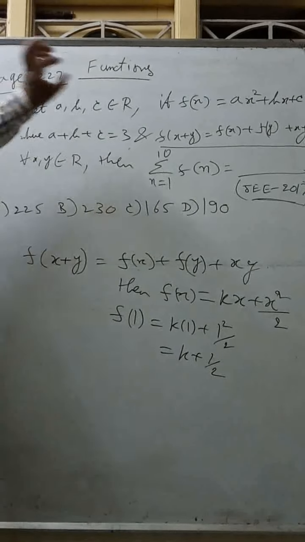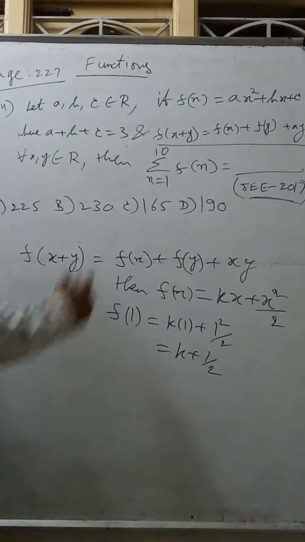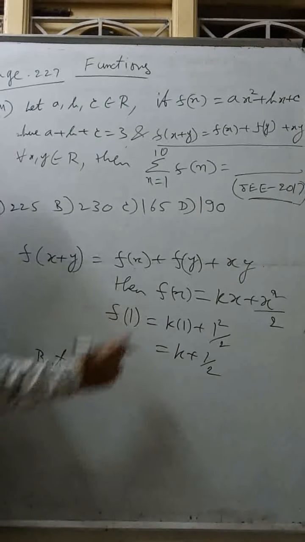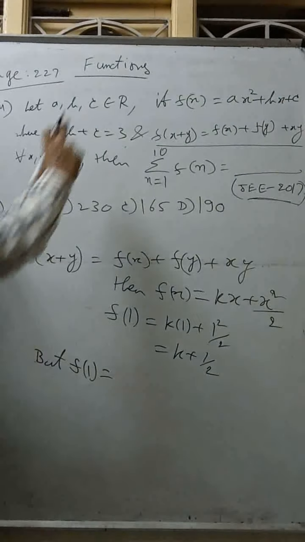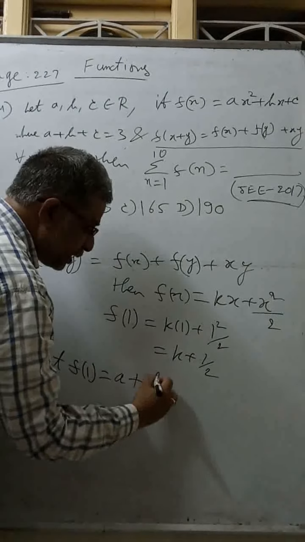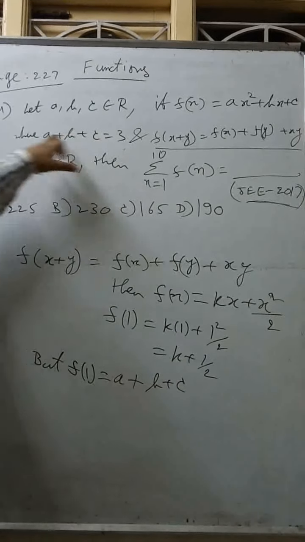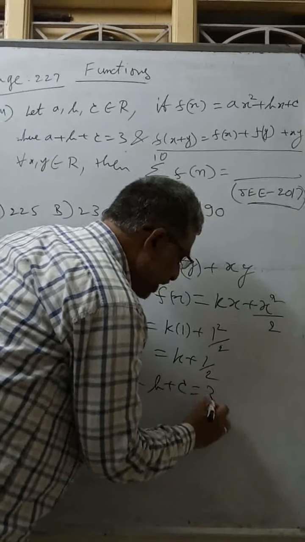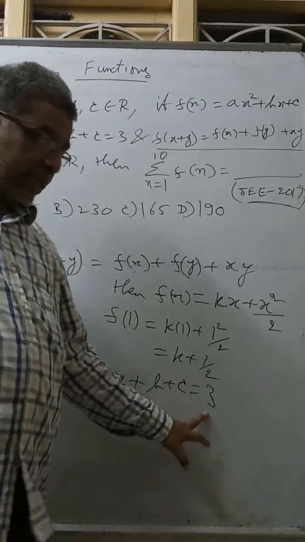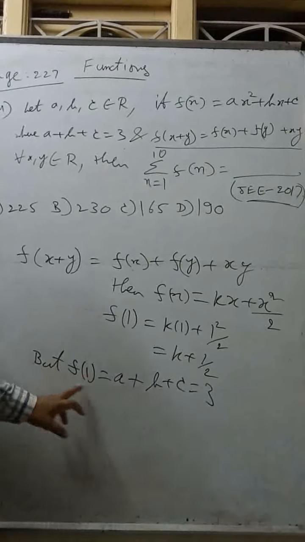But if you observe here, f of x equal to ax square plus bx plus c, so what is f of 1? In place of x if I substitute 1, the given equation becomes a into 1 square plus b into 1 plus c, so a plus b plus c. This value is given as 3, a plus b plus c is 3. So he is giving f of 1 indirectly. Instead of directly giving f of 1 equal to 3, he is giving a plus b plus c equal to 3. A plus b plus c is nothing but f of 1. So f of 1 equal to 3 is given.